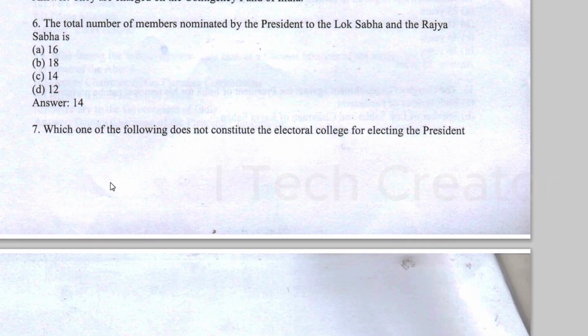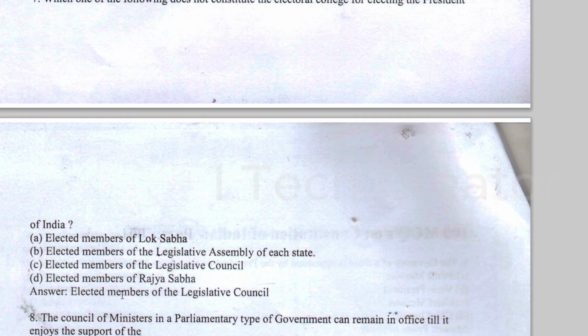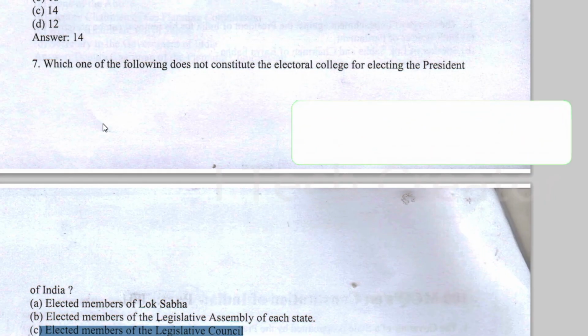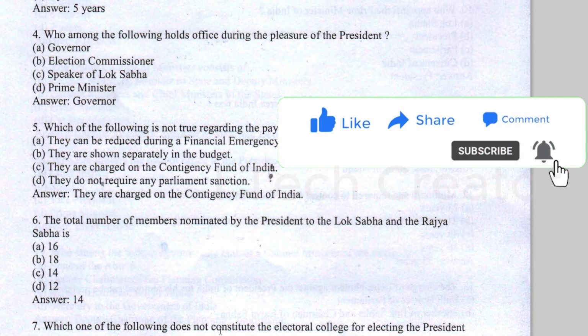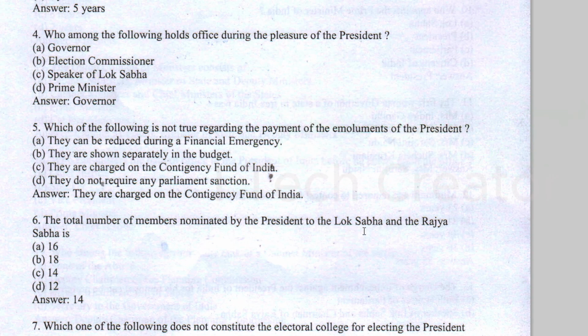Next, which of the following does not constitute the electoral college for electing the President of India? Elected members of the Legislative Council. The total number of members nominated by President to the Lok Sabha and Rajya Sabha is 14.